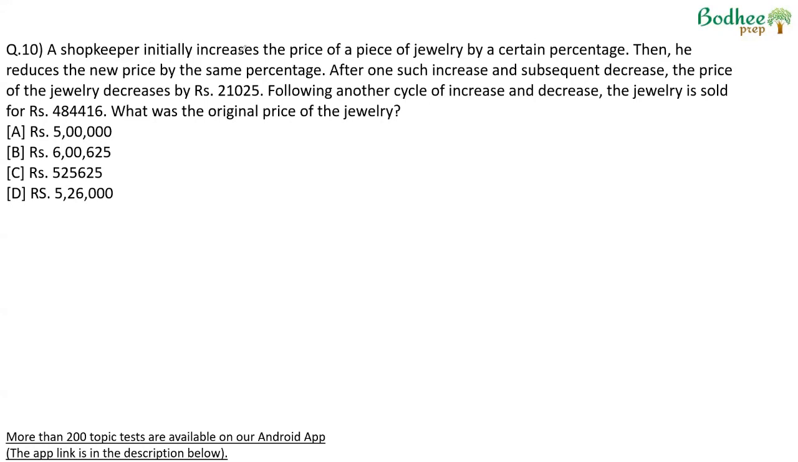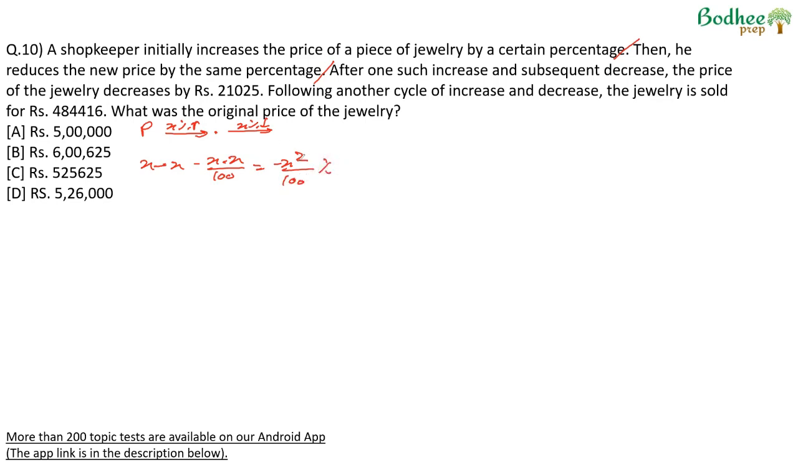A shopkeeper initially increased the price of jewelry by a certain percentage, then he reduces the new price by the same percentage. Suppose the initial price was P, he increases it by X% and then decreases it by X%. The overall change in this one cycle will be X minus X into X upon 100, successive percentage change, which is nothing but minus X square by 100%.